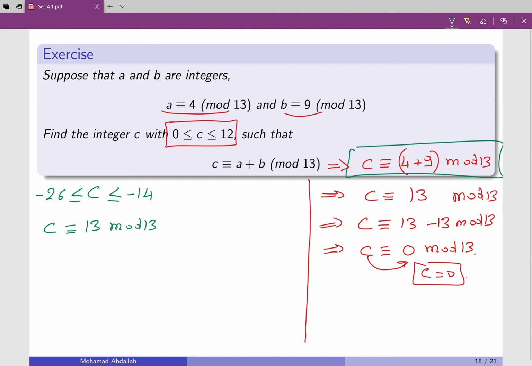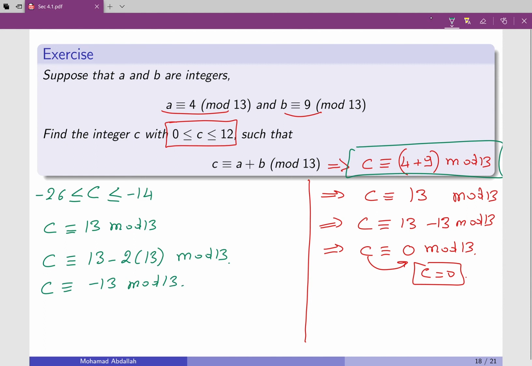Now, you can have the calculator next to you. You don't really have to do 13 minus 13 minus 13 minus 13. You can do 13 minus 2 times 13 and so on. So here I'm going to do this. This is equivalent to 13 minus 2 times 13, because I know that 13 minus 13 doesn't work. So this is what? Mod 13. C is congruent to negative 13 mod 13.